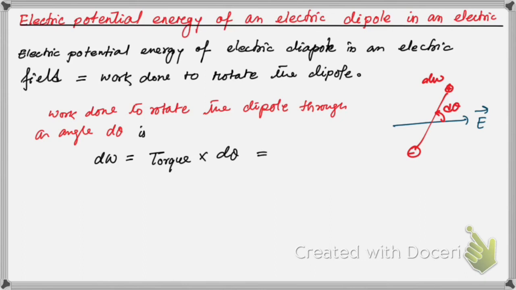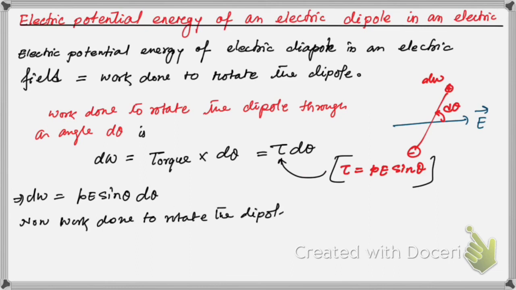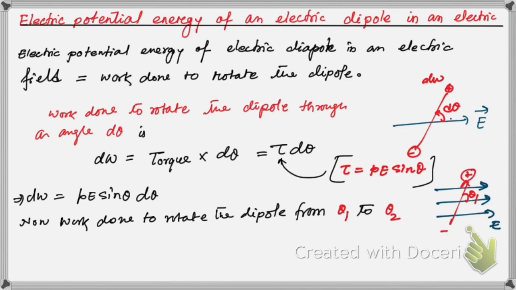Okay, so we know the formula of torque, tau is equal to PE sin theta, where P is the dipole moment and E is the electric field here. So now dW will be equal to PE sin theta d theta. So we have used this value here. Now you see the work done to rotate the dipole from an angle theta 1 to theta 2. This is the electric field, and here is the angle theta 1 between the dipole and the electric field, and it is rotated to another angle theta 2. Then work done will be obtained by integrating from theta 1 to theta 2.